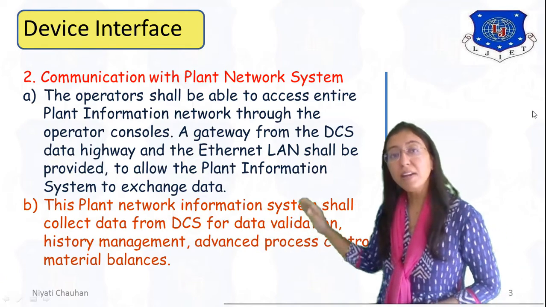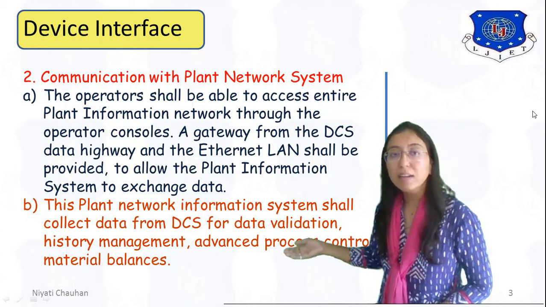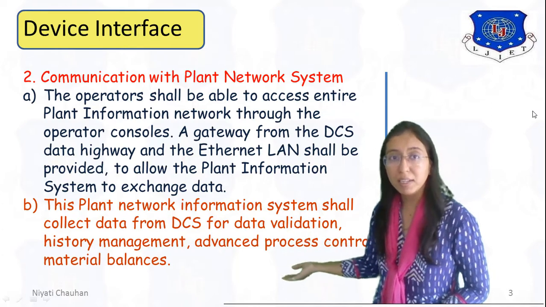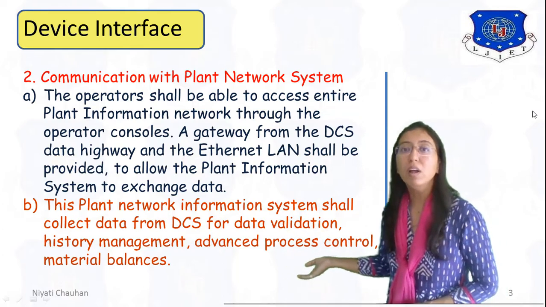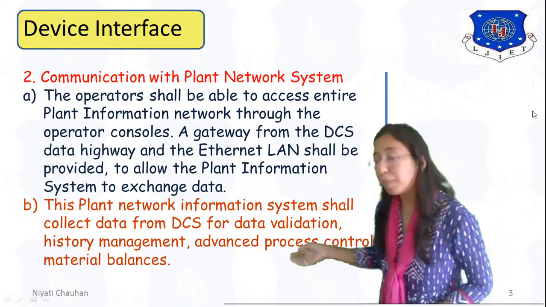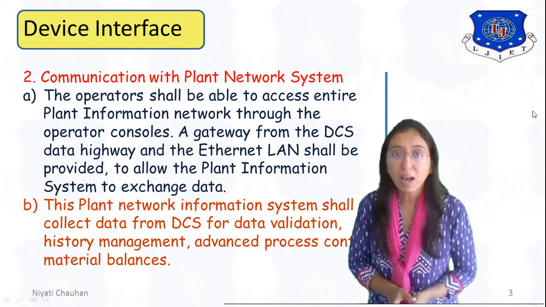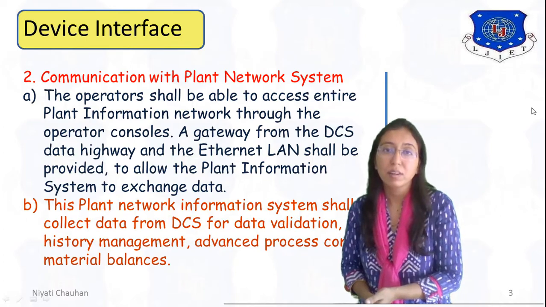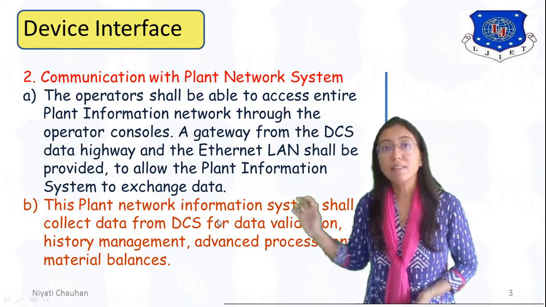This plant network information system shall collect data from DCS for data validation, history management, advanced process control, and material balances. Okay, so this plant network information, right? We collect data for data validation, history management and advanced process control. We are using device interface.